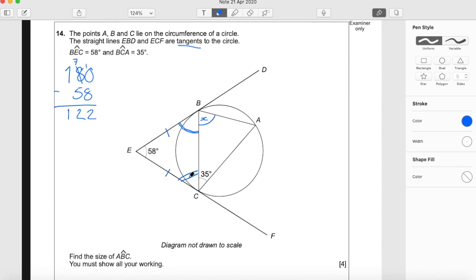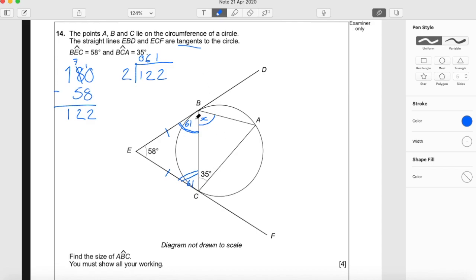And that needs to be divided equally between these two angles, so 122 divided by 2. 2 goes into 1, 0 times, 2 goes into 12 6 times, and 2 goes into 2 once. So each angle must be 61 degrees.